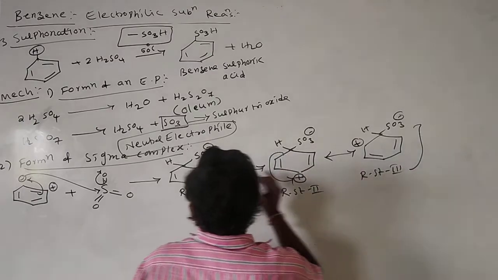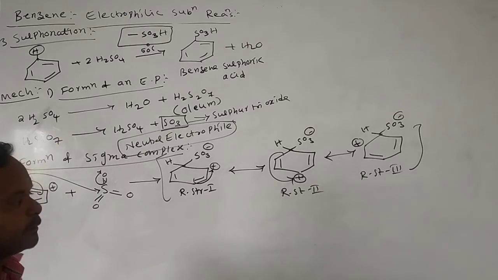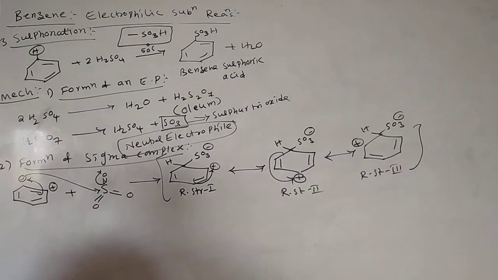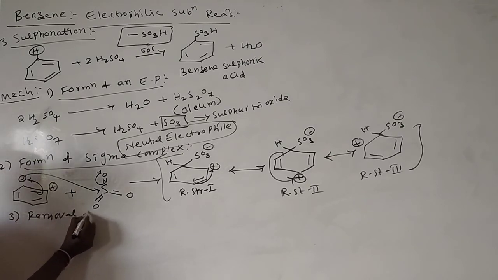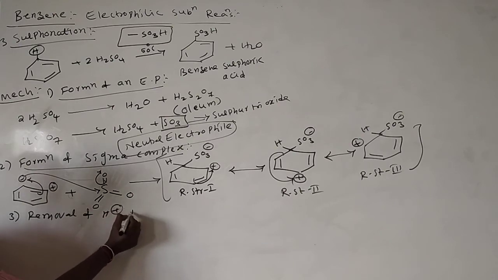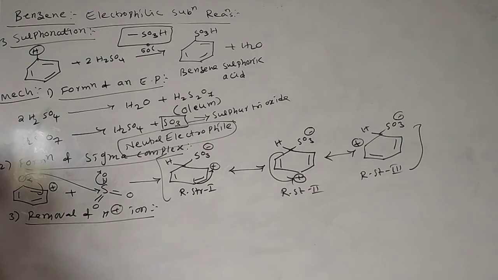The mixture of these three resonance structures we call the sigma complex. And the third step: removal of H plus ion.